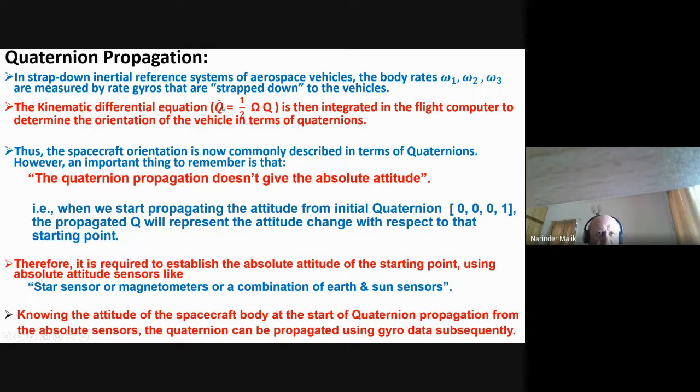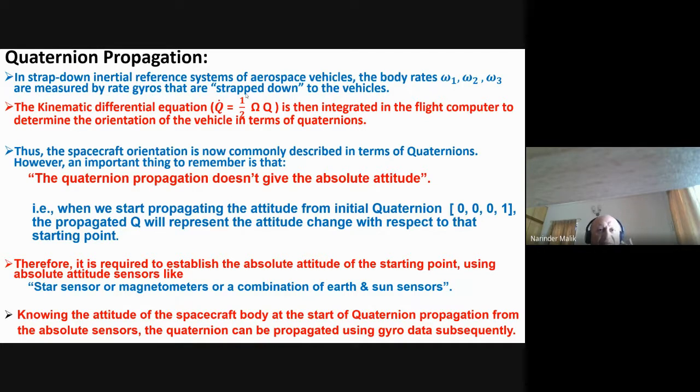Now, the question is, Q dot is like a simple ordinary differential equation, dx by dt is equal to a, x is equal to a t plus some constant. The constant depends upon the initial condition. Here, if I start Q with 0, 0, 0, 1, Q dot will give me the change from that point. But what is the absolute value at that point when I started integrating? That absolute value I have to know.